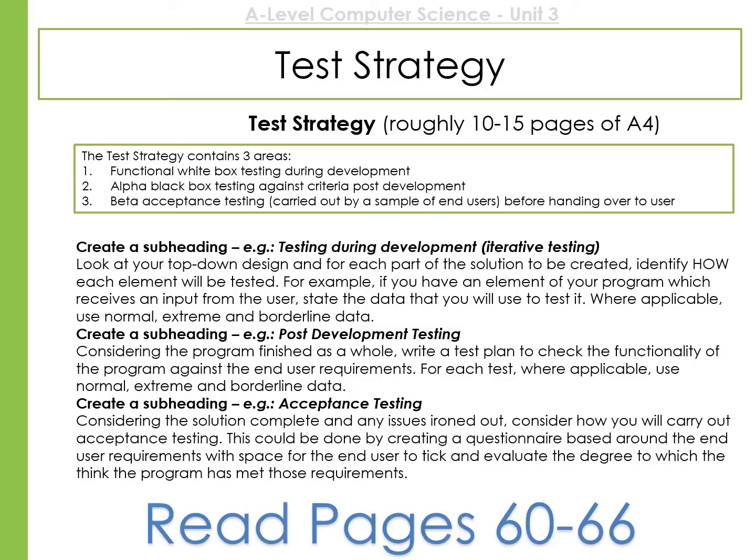The final section is acceptance testing. You need a new section for this. Considering your solution and any issues have been ironed out, how will you carry out acceptance testing? Remember, this is our beta acceptance testing, which is carried out by end users. So this could be done by creating a questionnaire. It could be that they are given the project and give you feedback. It might be a focus group. But you need to evaluate which of these systems you're going to use.